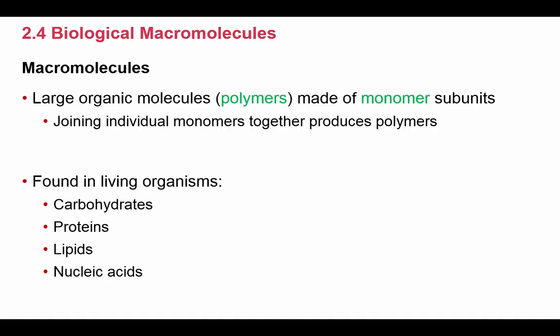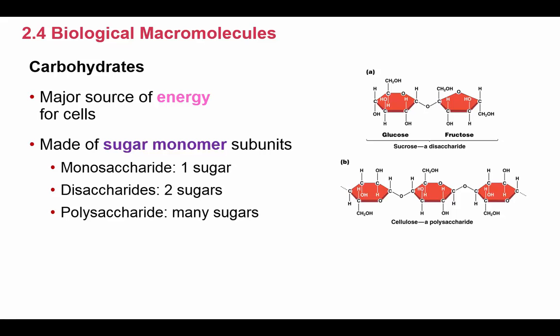So there's four major macromolecules that we look at in living organisms, and they are carbohydrates, proteins, lipids, and nucleic acids. So let's look at carbohydrates first. Carbohydrates are the major source of energy in our cells, and in some textbooks they consider carbohydrates to be your immediate energy source. So when a living thing needs energy, the first thing they go to break down would be the carbohydrates. Now, carbohydrates are made of sugar monomer subunits.